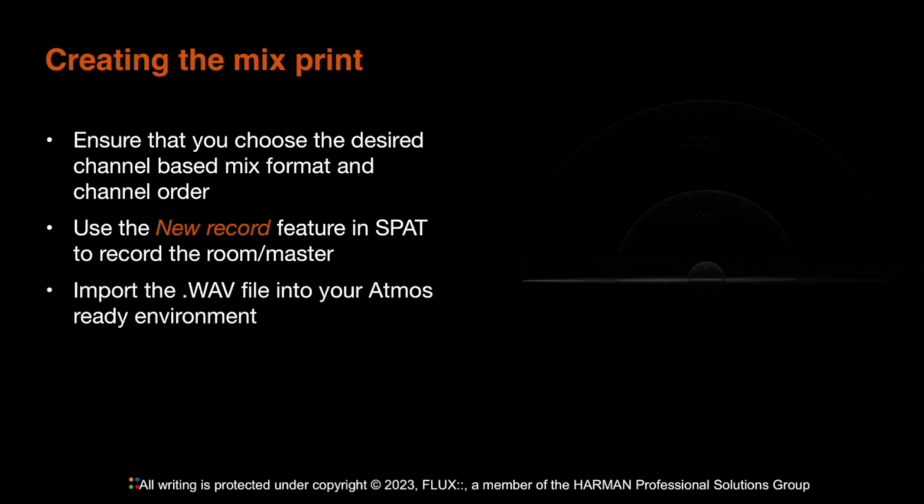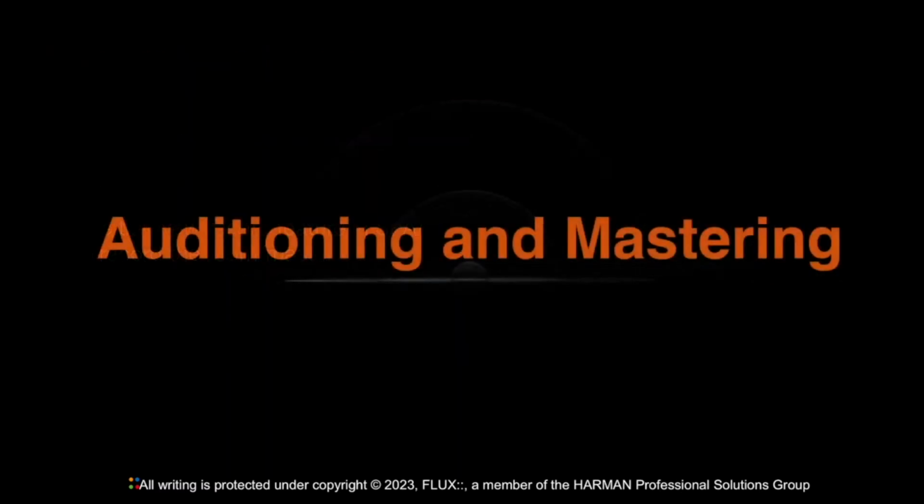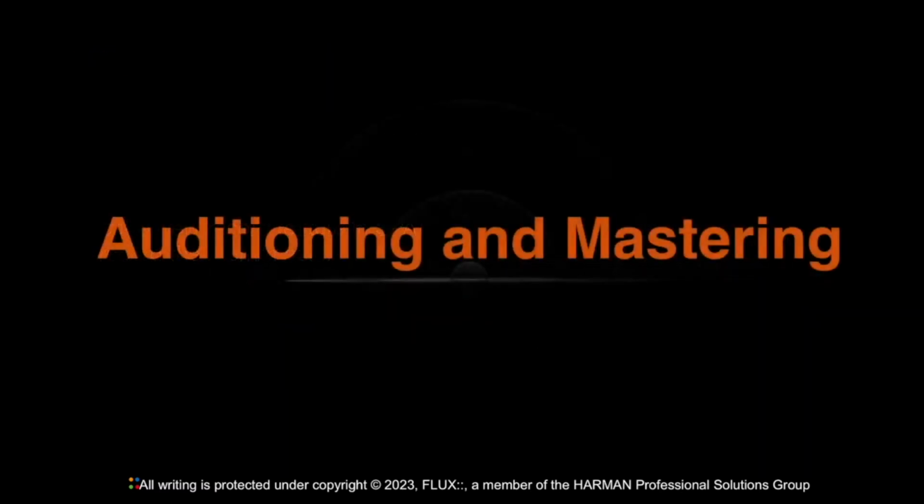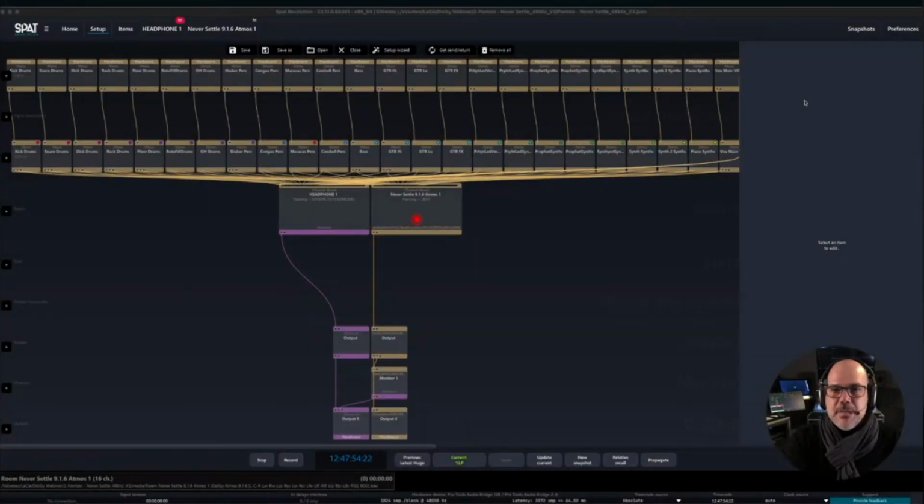Moving on then, we're going to be able to import those wave tracks we just created into our Atmos-ready environment. And I'm going to be doing this in two seconds with you. So let's do this now. We're going to be auditioning and mastering, kind of step, right? Going back, we've got that wave file. We want to move it into our Atmos environment. So let's actually do this here. What I'm going to be doing for this, we're not going to need SPAT Revolution. We're going to say bye-bye to SPAT Revolution here, right? It's no longer going to be needed.